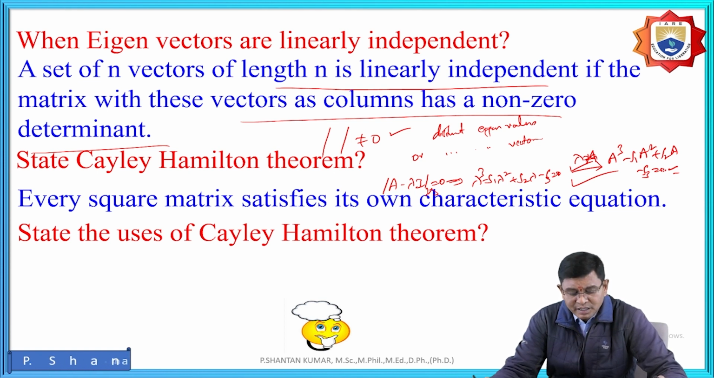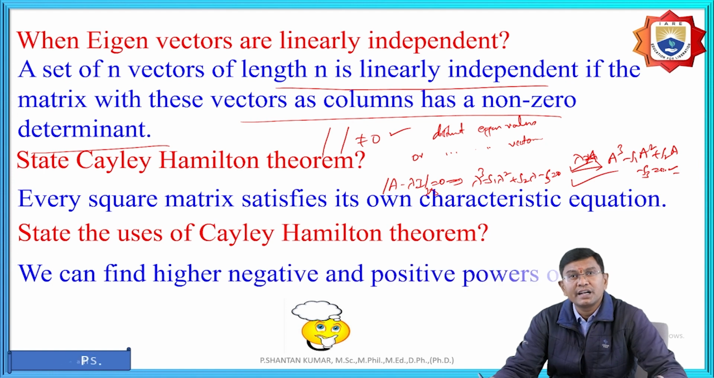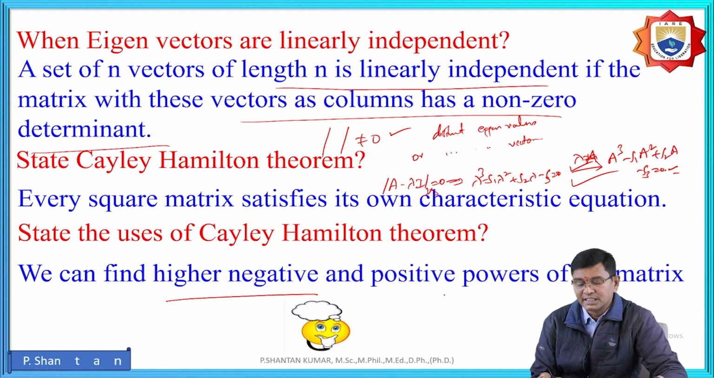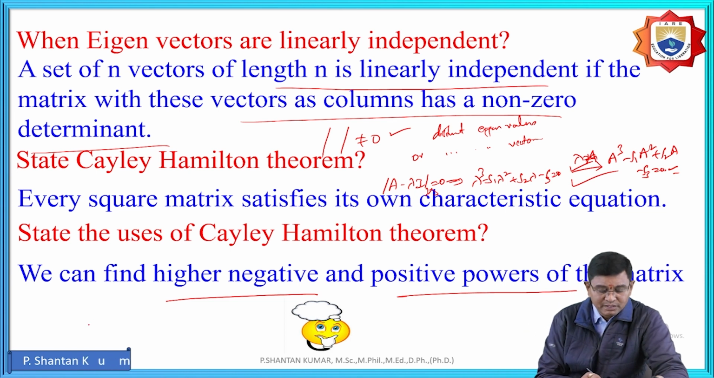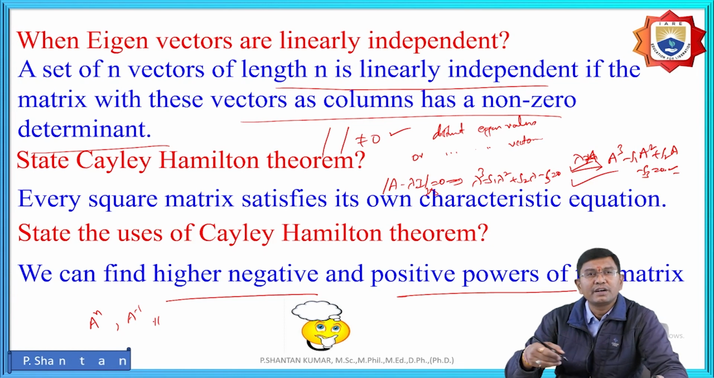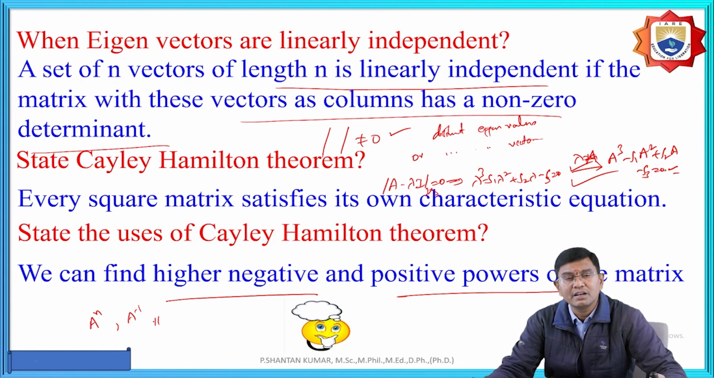State the uses of the Cayley-Hamilton theorem. Based on the Cayley-Hamilton theorem, we can find powers of the matrix and, moreover, the inverse of the matrix. The two major uses are higher order negative and positive powers of the matrix, that is, the inverse and the powers of the matrix. With its help we find A power n and A inverse.